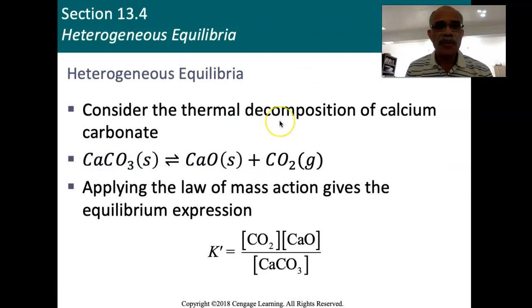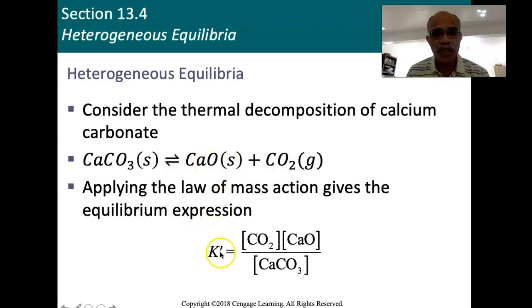Now, this is an example of a heterogeneous equilibrium. This is the decomposition of calcium carbonate to calcium oxide and carbon dioxide. If you look at the states here, calcium carbonate is solid, and calcium oxide is a solid, carbon dioxide is a gas. So there are two states in this reaction.